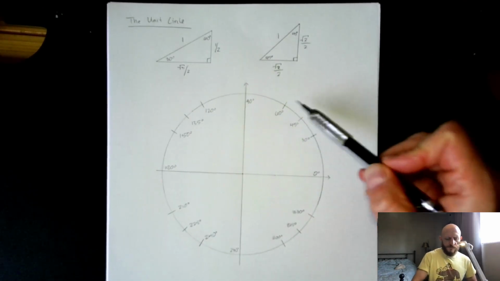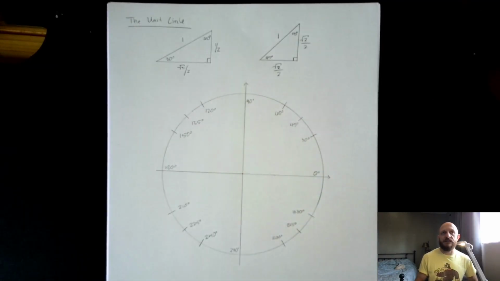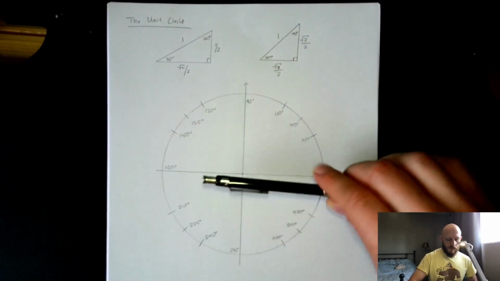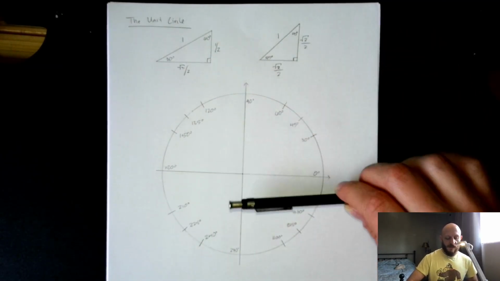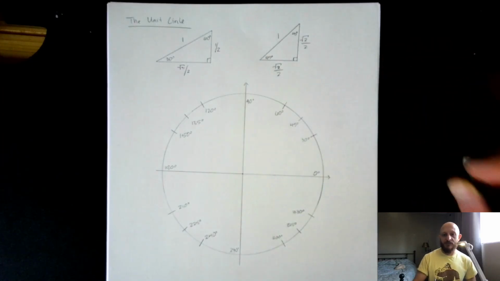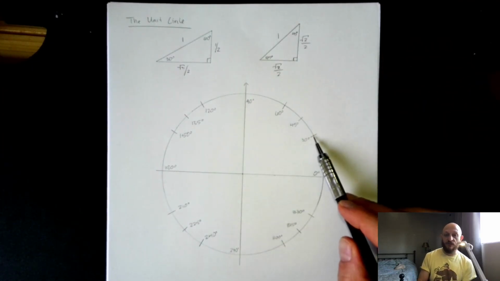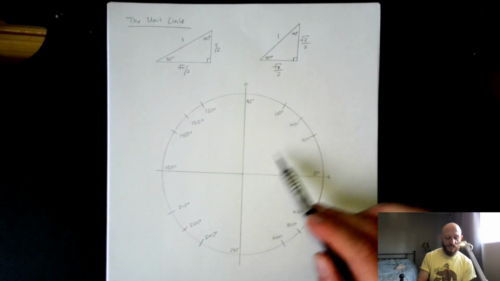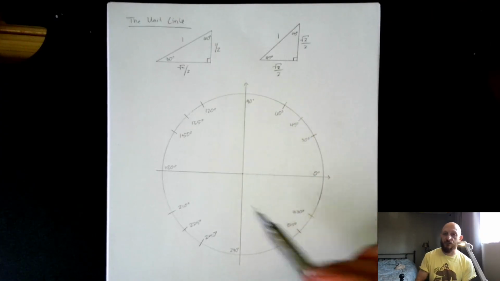And then I've put some tick marks on here to represent angles of elevation that might be formed by theta. So like right here, here's a 30-degree angle from the origin. Here's a 45-degree angle, 60-degree angle.